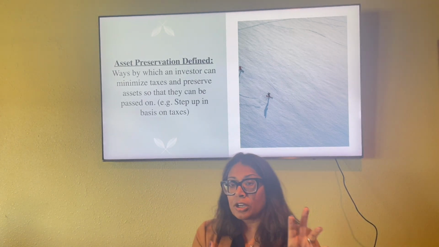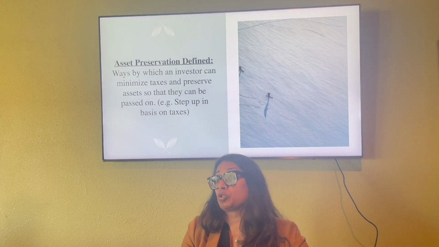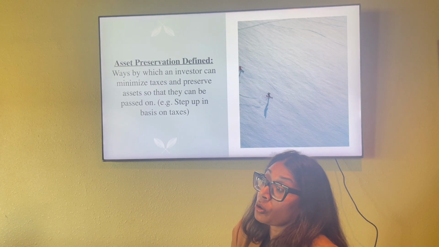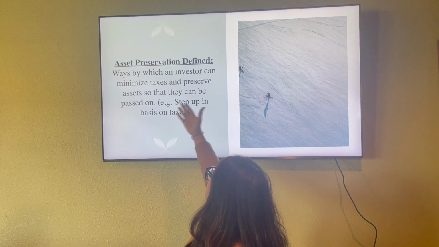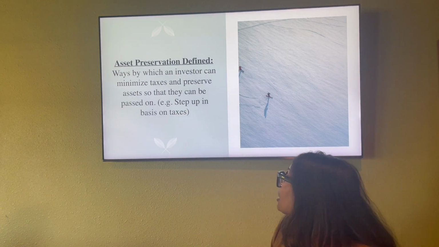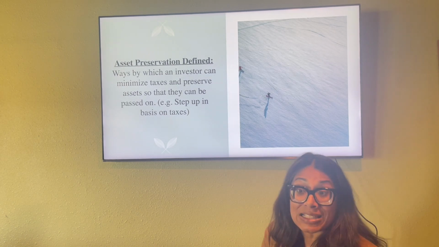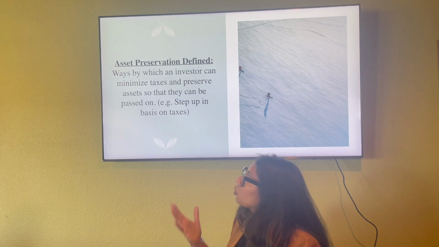Because they've gone out there and purchased that property, and they're thinking one day we can pass it on to our children, or we can pass it on to our brothers and sisters, the family. We're buying it to increase the wealth of the family. So they want to preserve that asset. So this is ways by which an investor can minimize their taxes and preserve the assets so that they can be passed on. So they need to also know how to adequately do this, right?